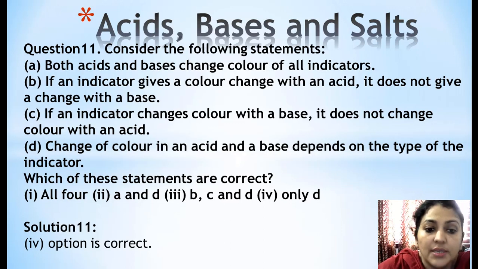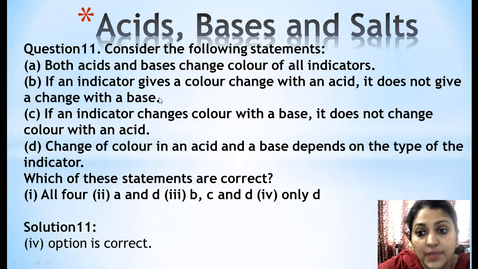Question number 11. Consider the following statements. Both acids and bases change color of all indicators. Is that true? For example, turmeric is not showing any color change in acidic media. So that statement is not correct. If an indicator gives a color change with an acid, it does not give a change with a base. No, it's not like that. If an indicator gives a color change with an acid, it can give a color change with a base also, isn't it? So here the second statement is also wrong.